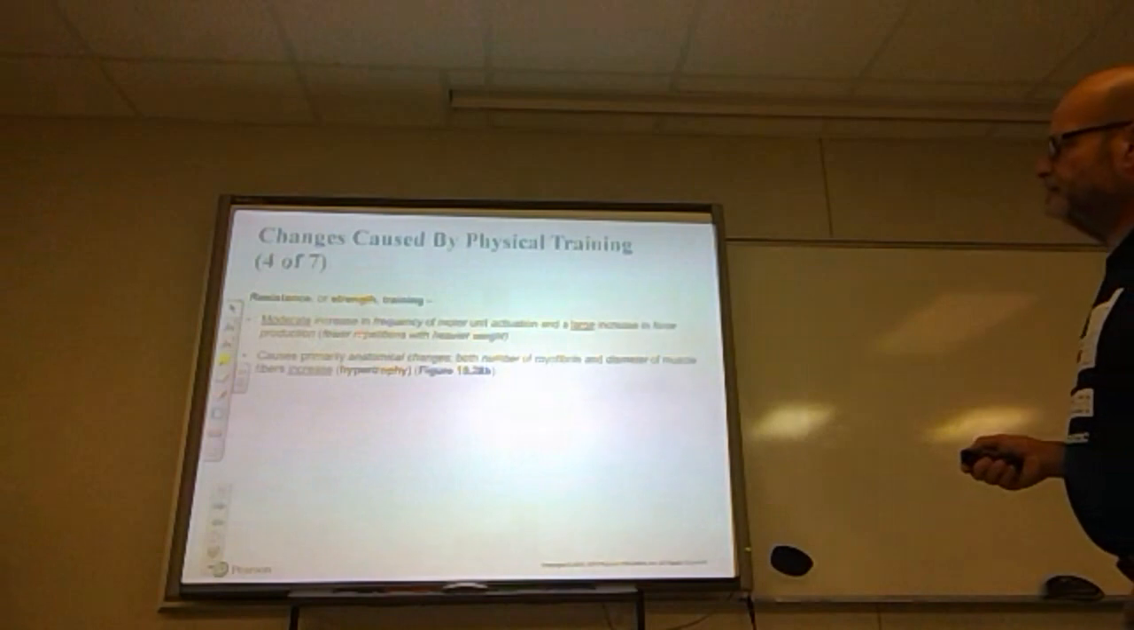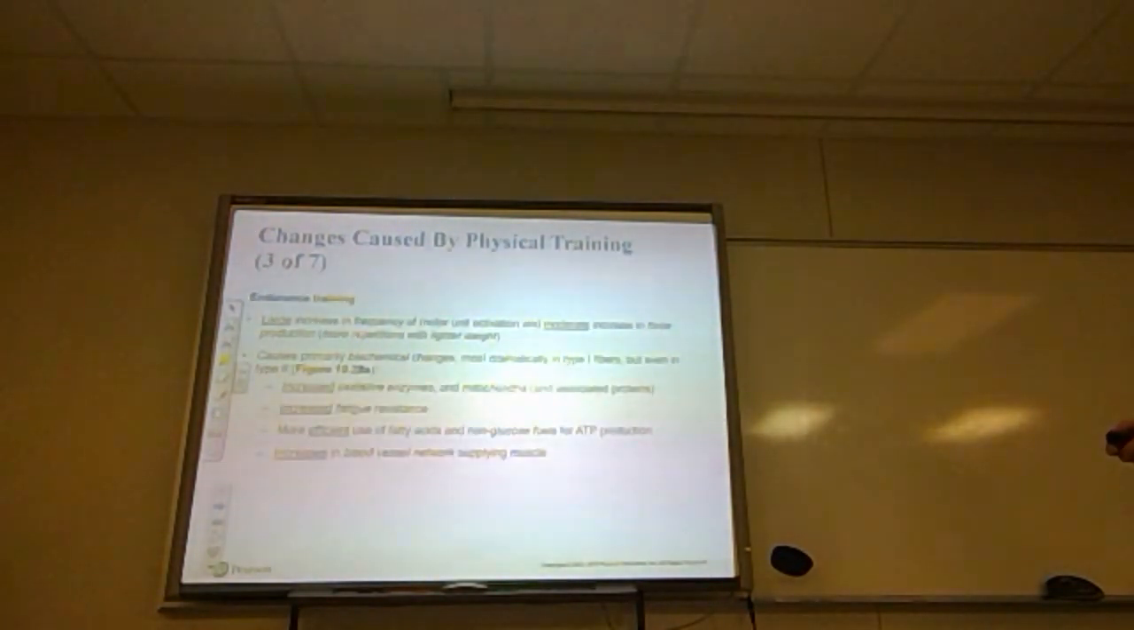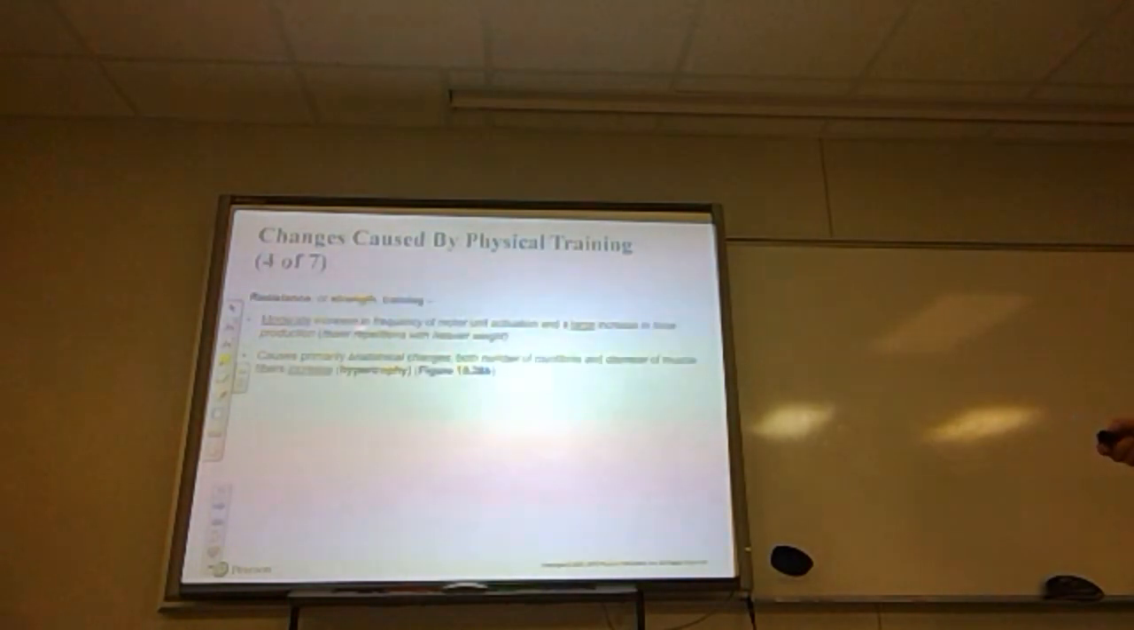Moderate increase in frequency of motor unit activation and a large increase in force production. This is going to be more for strength training. Fewer repetitions, but with a heavier weight. So here you're doing 100 squats with no weight, just your body weight. Here you're doing 50 squats, but you've got a barbell that has 125 pounds on it on your shoulders.